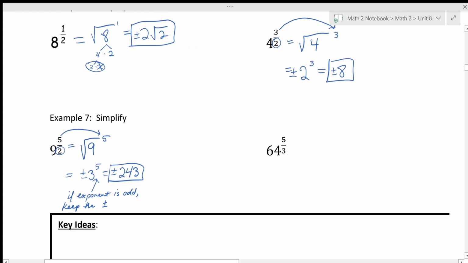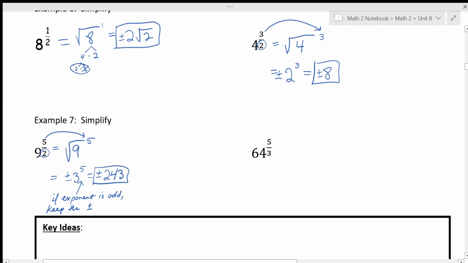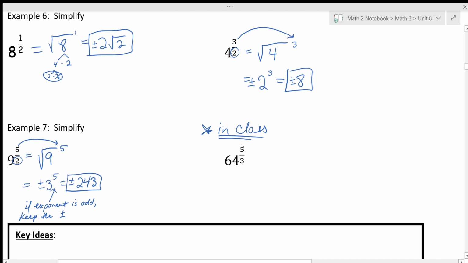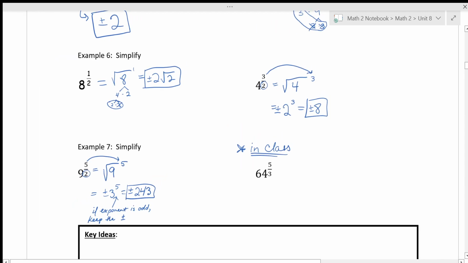All right, and then we will go over this last one in class. So go ahead and try it on your own, and then you can check and see how you did in class. That is it for 8.1.